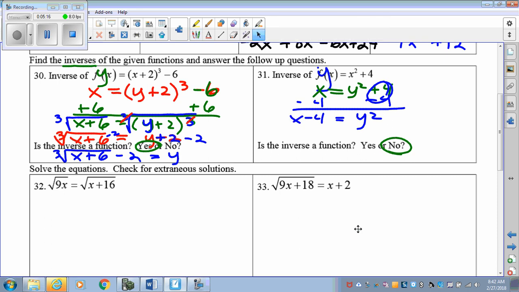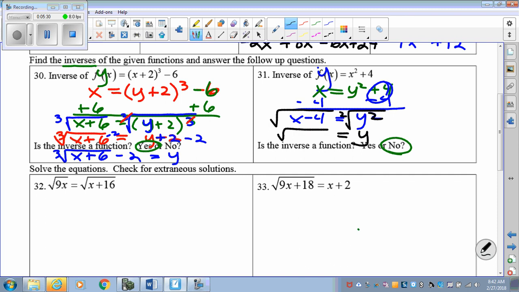And now I don't want y squared, I want just plain y. So I'm going to do the inverse, which is the square root, right? If you have y squared, the inverse is the square root. You always have to do the same thing to both sides. So I get y equals the square root of x minus 4. The x minus 4, the whole thing is underneath the radical.